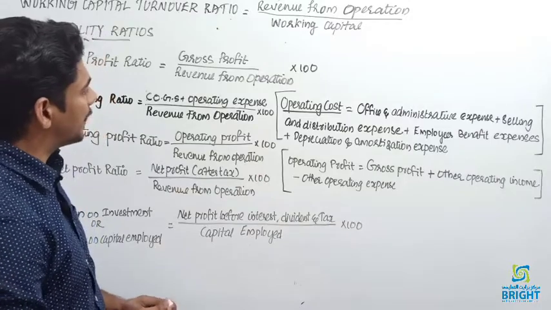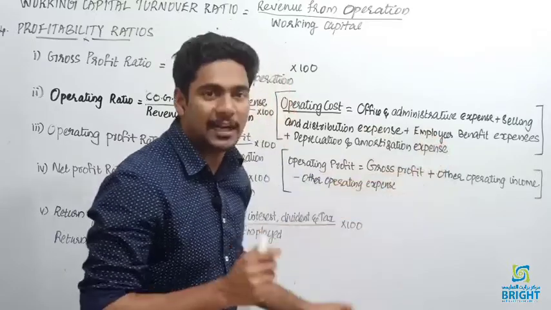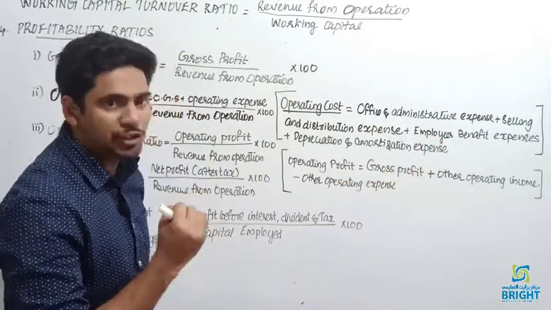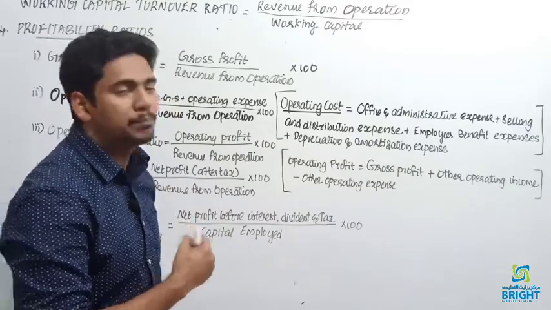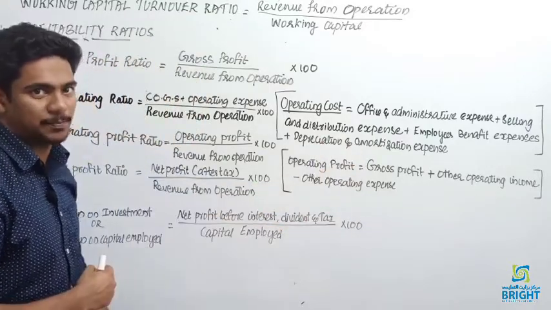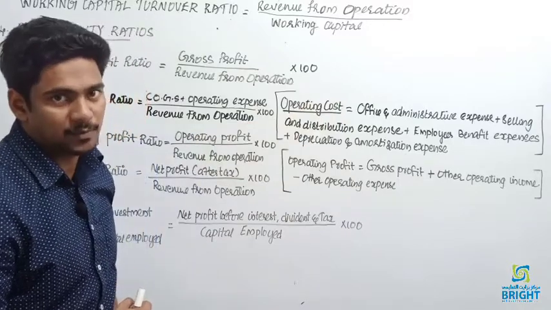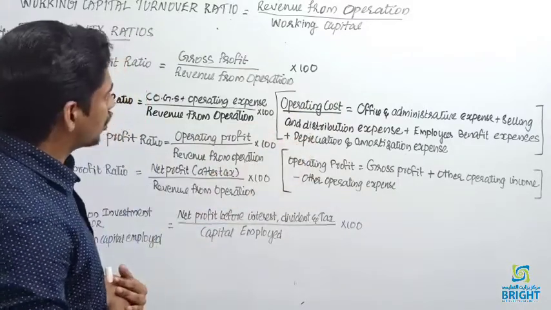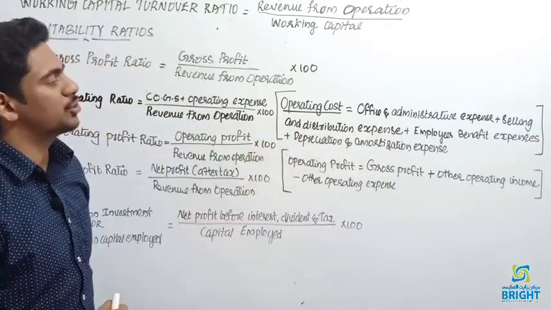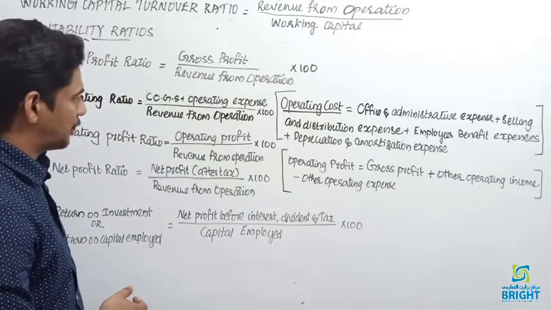Operating cost or operating expense contains office and administrative expenses, selling and distribution expenses, employee benefit expenses, and depreciation and amortization expenses. This all comes under operating cost or operating expense.